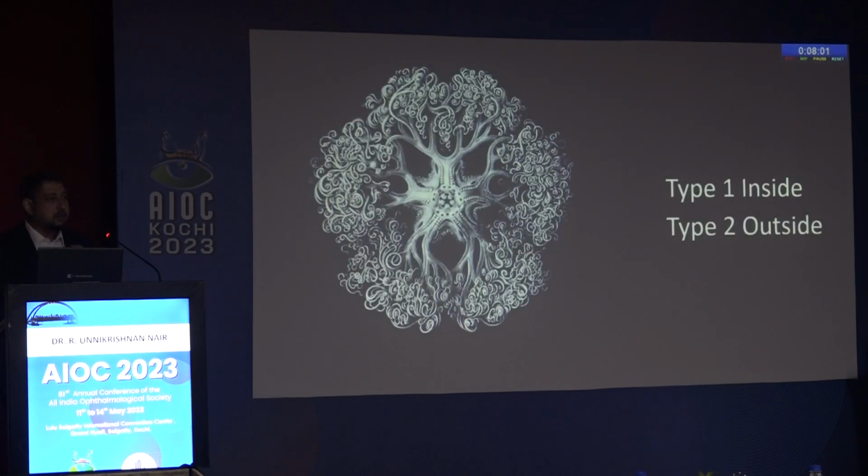So look at this picture. I like this picture. You can see two things. Inside is what a type 1 looks like, filamentous spaces. Outside is what the type 2 looks like. So if you keep this picture in your mind, you'll always be able to correlate and understand what a type 1 and a type 2 look like on an OCTA.